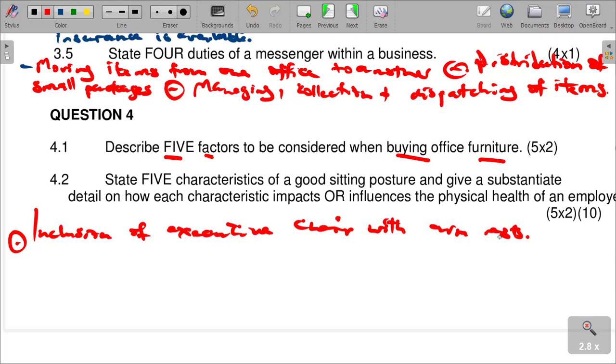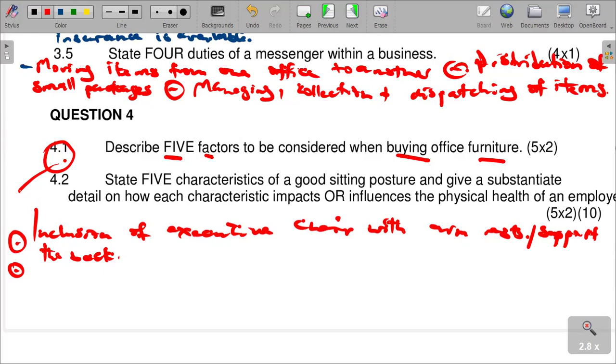Also providing support for the back. When a person is sitting, the chair must support the back in order for the person not to have back pain. That is question 4.1, factors to be considered when buying office furniture.